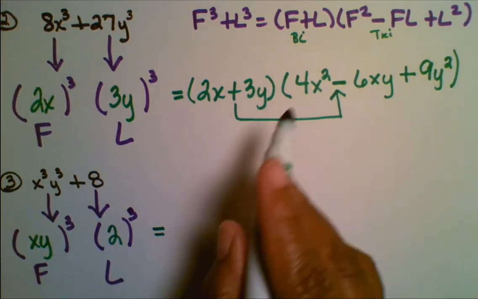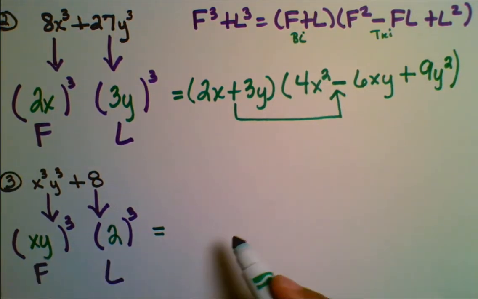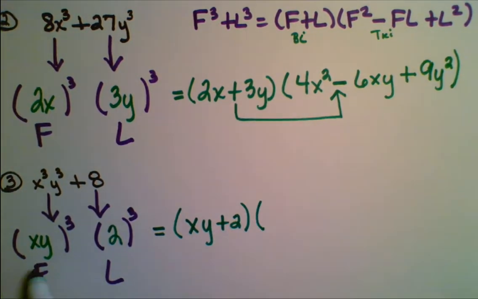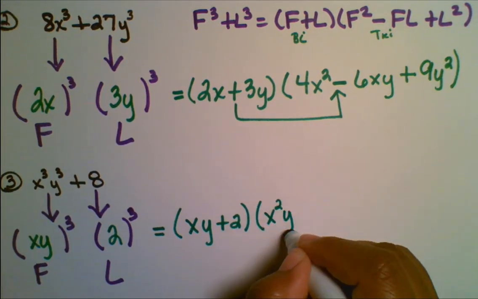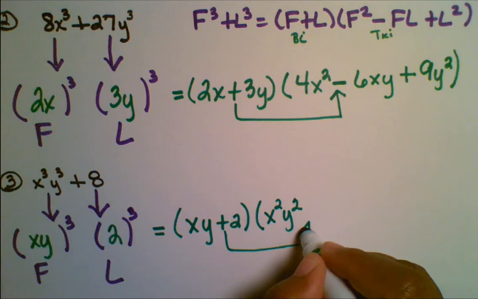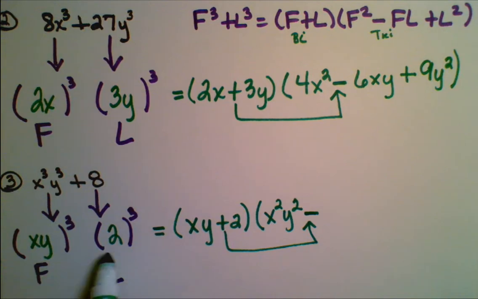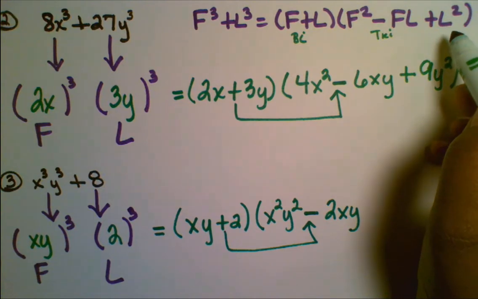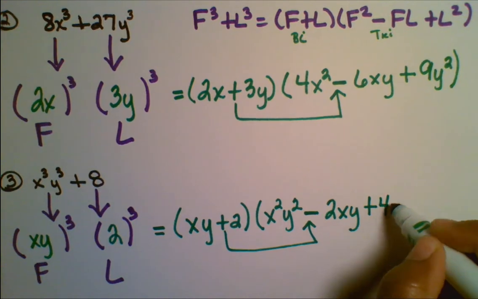So now let's go ahead and use our formula. We're going to add F and L. So xy plus 2. We're going to square what we call F. That means multiply xy twice. xy times xy is x squared y squared. Take the opposite sign. Multiply F and L. Multiply xy and 2. That would be 2xy. And then square your L. So we're going to square 2. That means 2 times 2, we have 4.